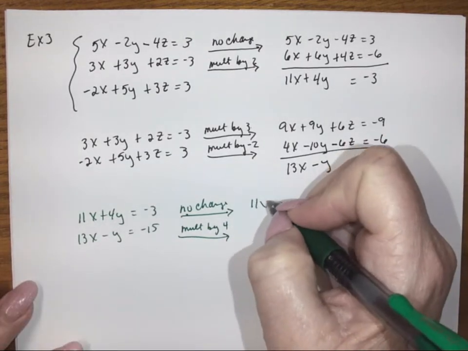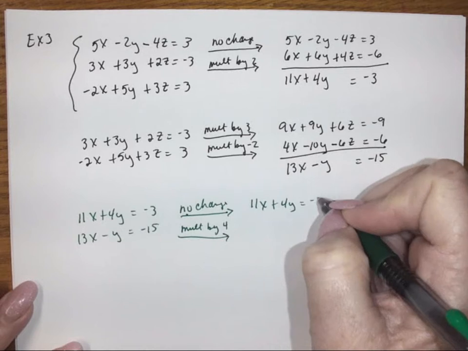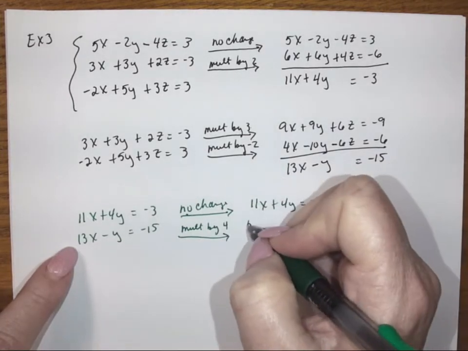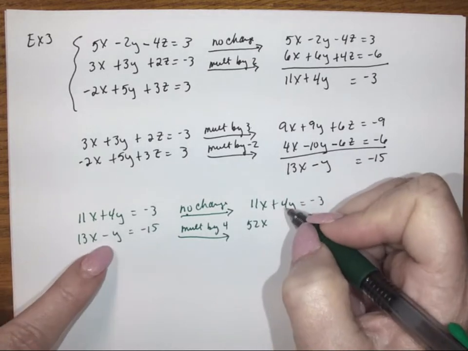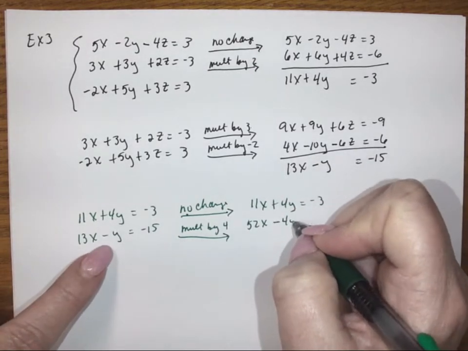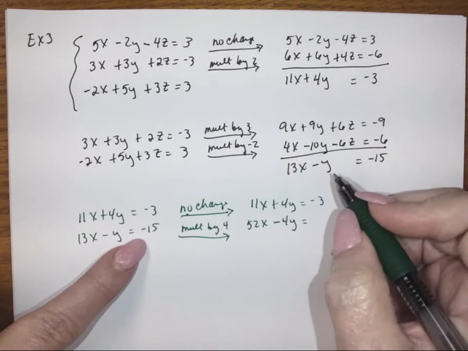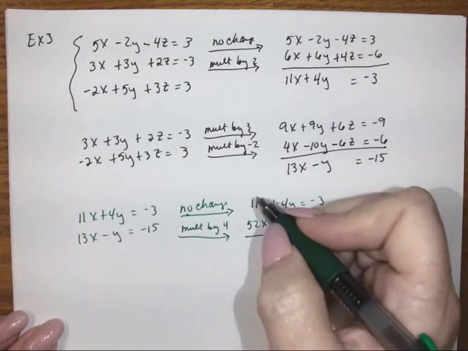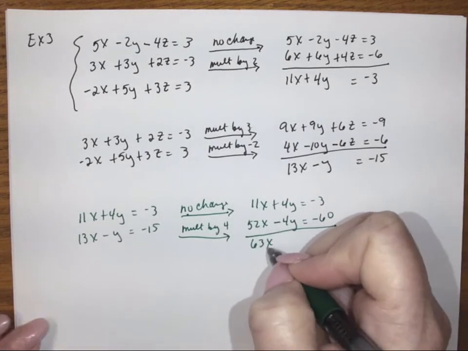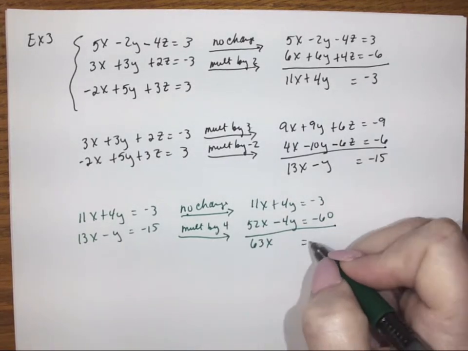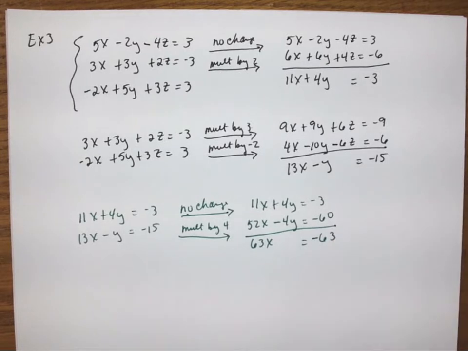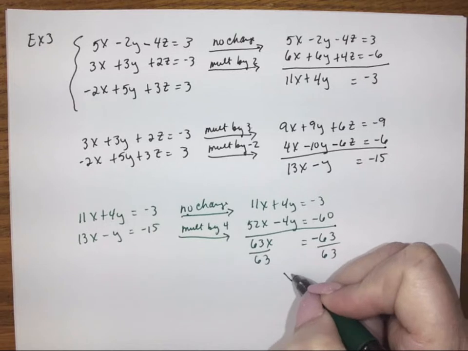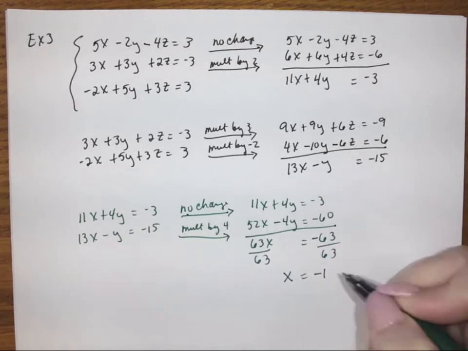So we have 11x plus 4y equals negative 3. 13 times 4 will get me 52x. Negative 1 times 4 will get me negative 4y. And negative 15 times 4 will get me negative 60. So 11 plus 52 will get me 63x. The y's will cancel, and it'll be equal to negative 63. I'll divide by 63, and my x will be equal to negative 1.